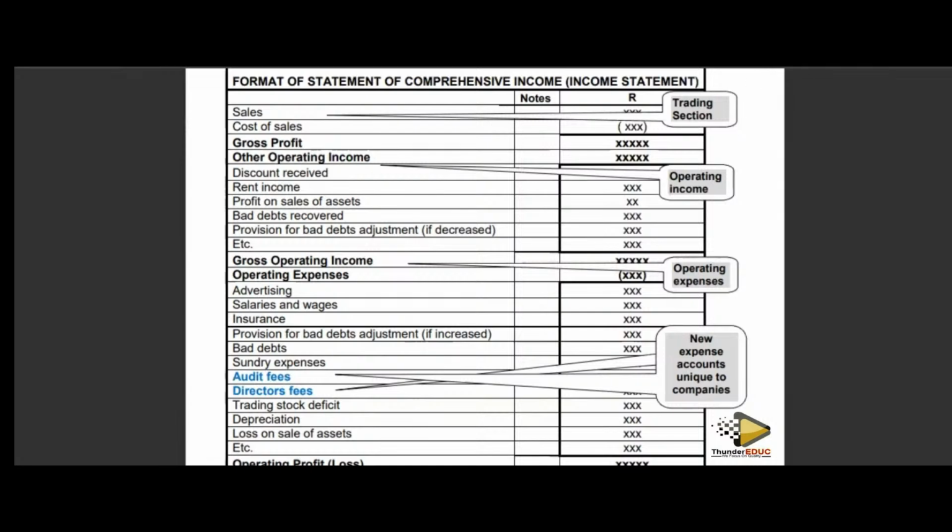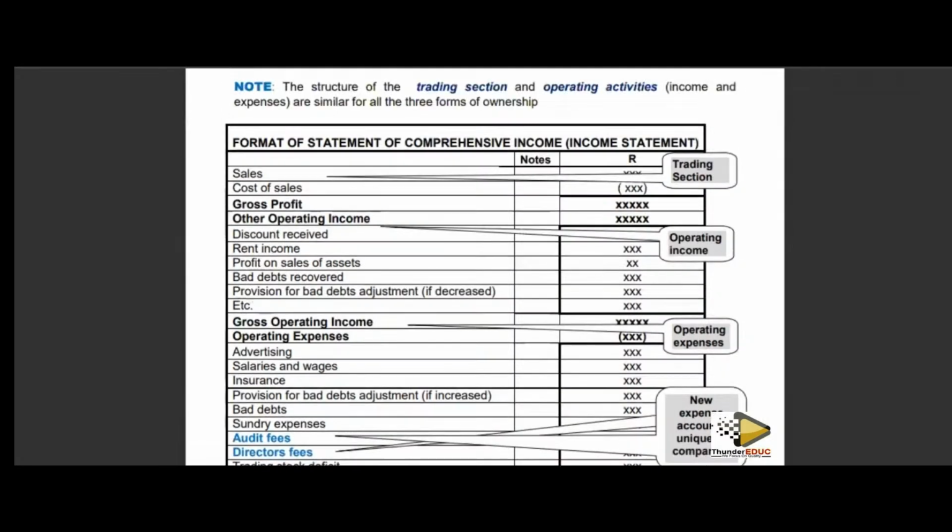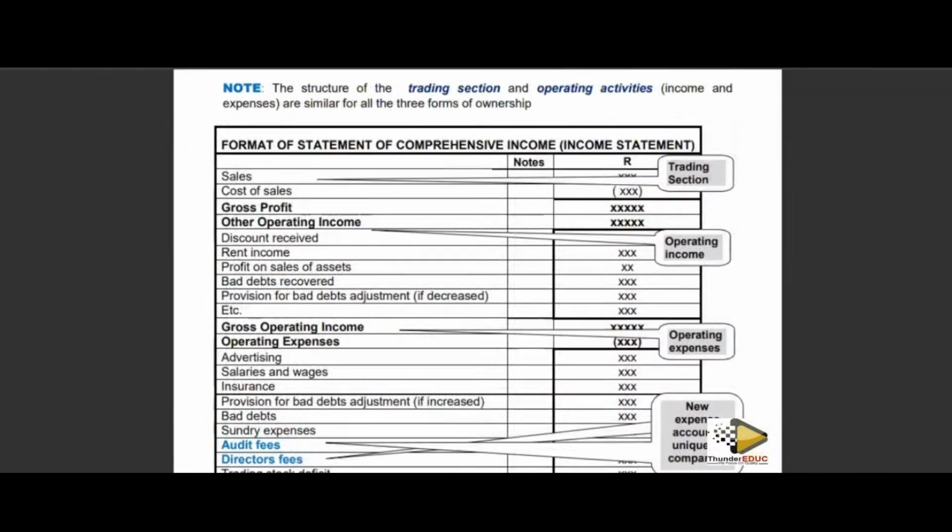So the first thing you must understand: in your exams, they draw the format for you, but as we shall see in the questions, they put some items for you and then they want you to record some other items there.